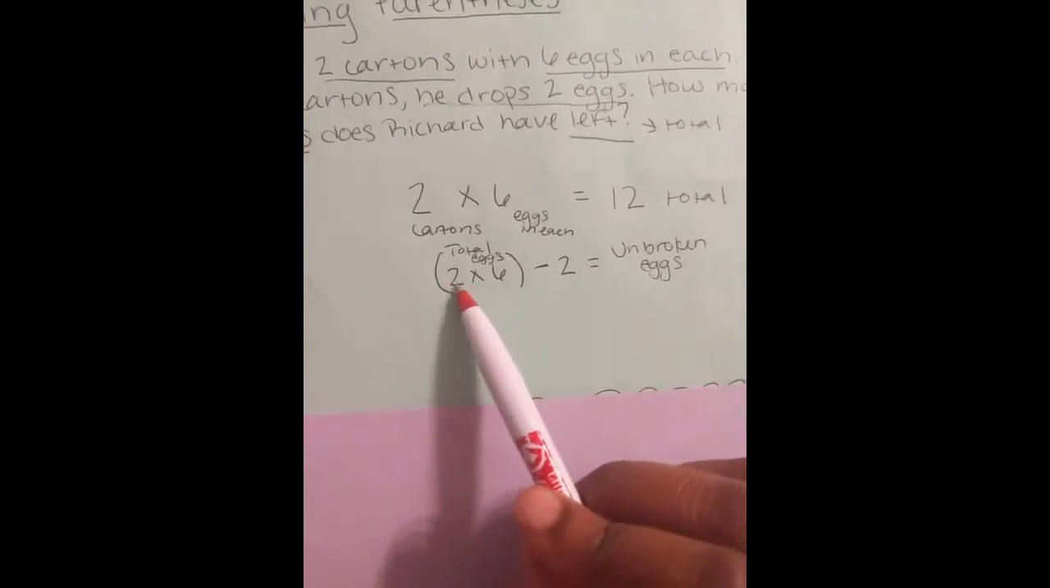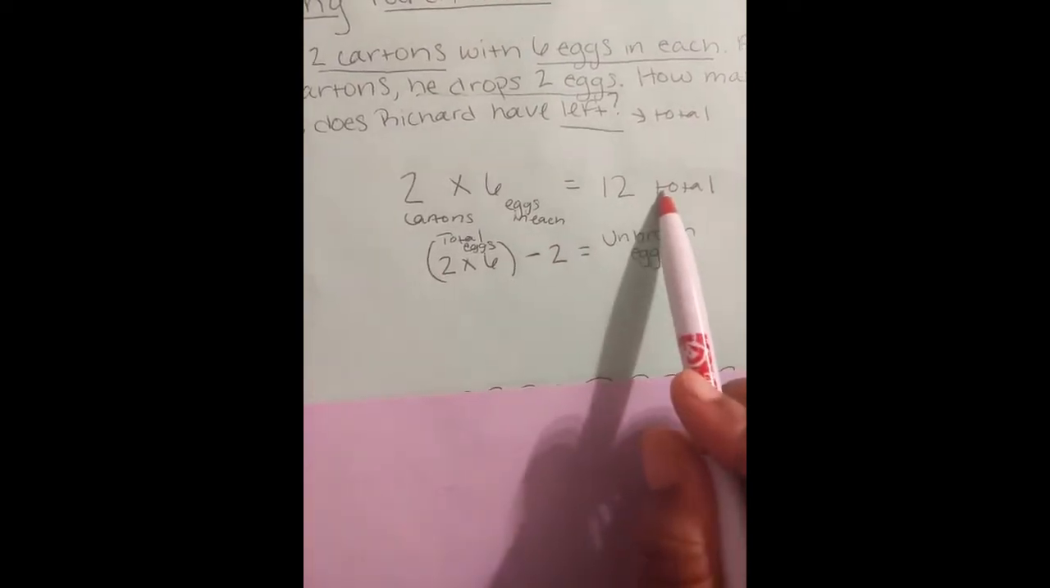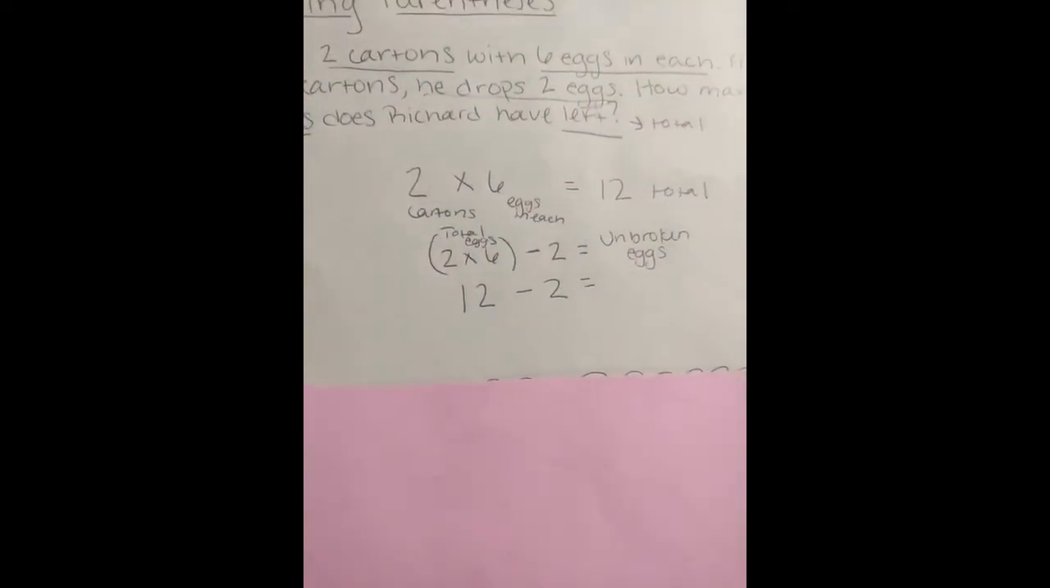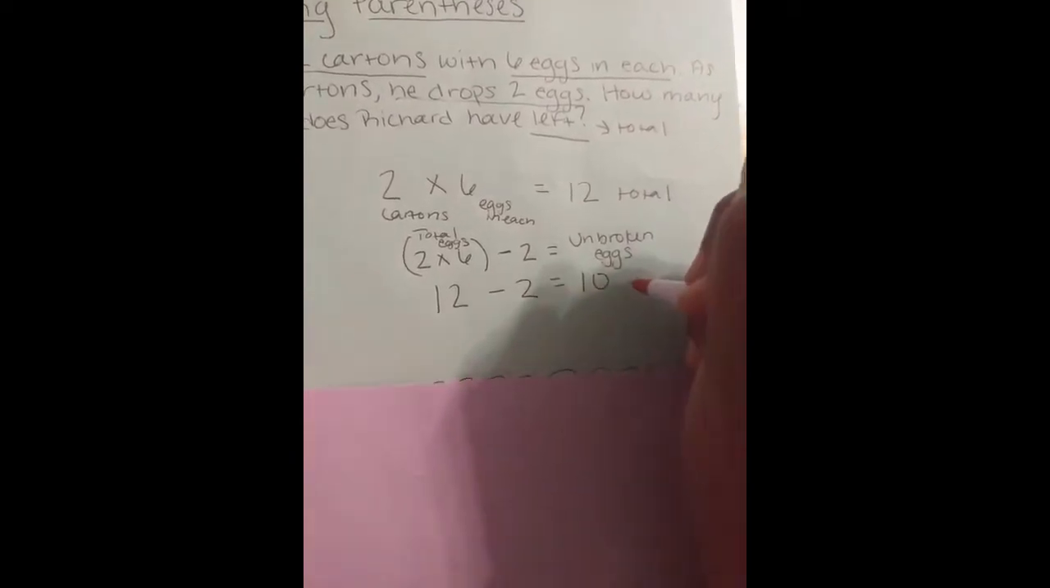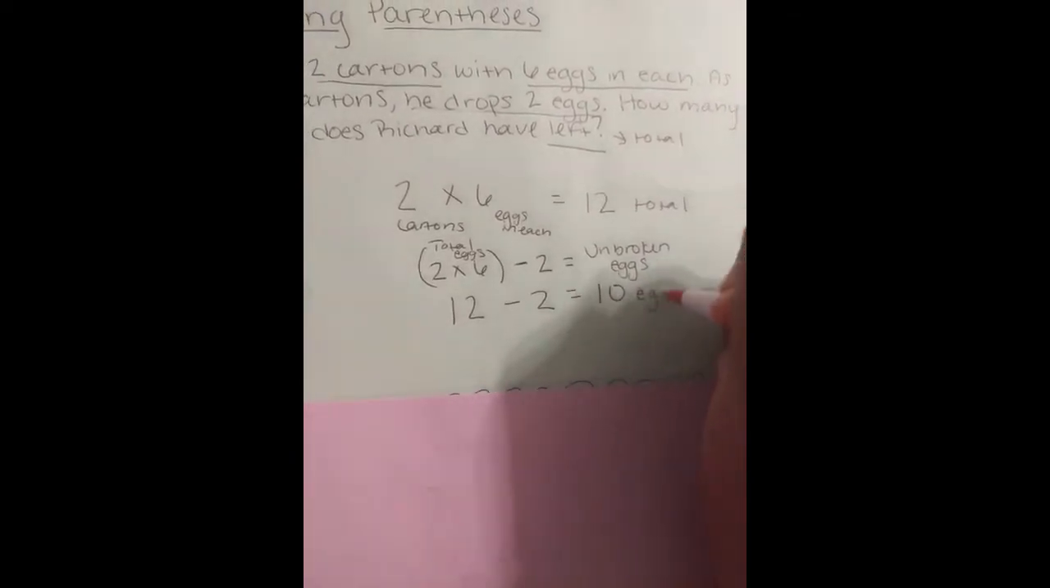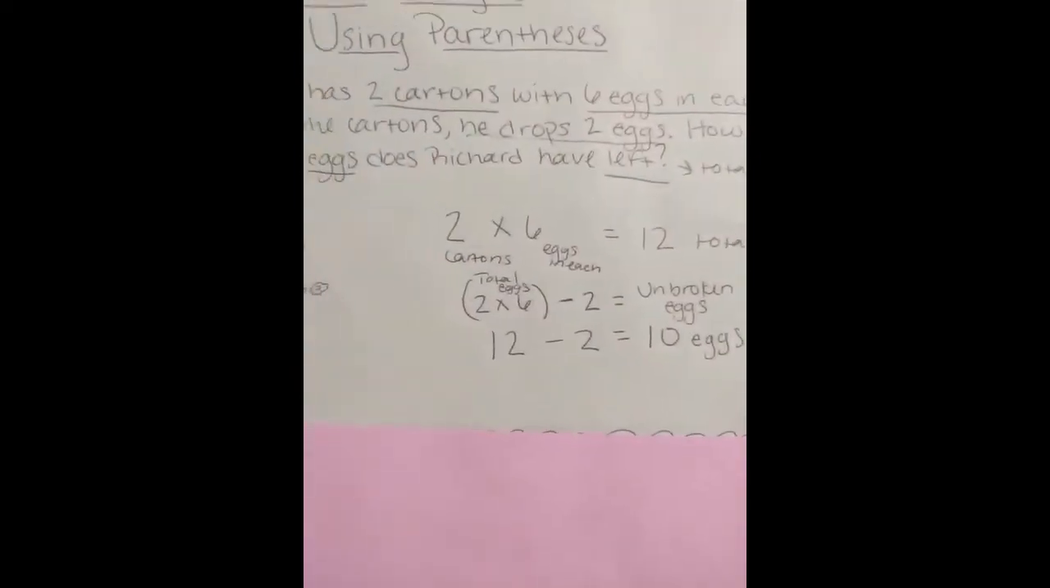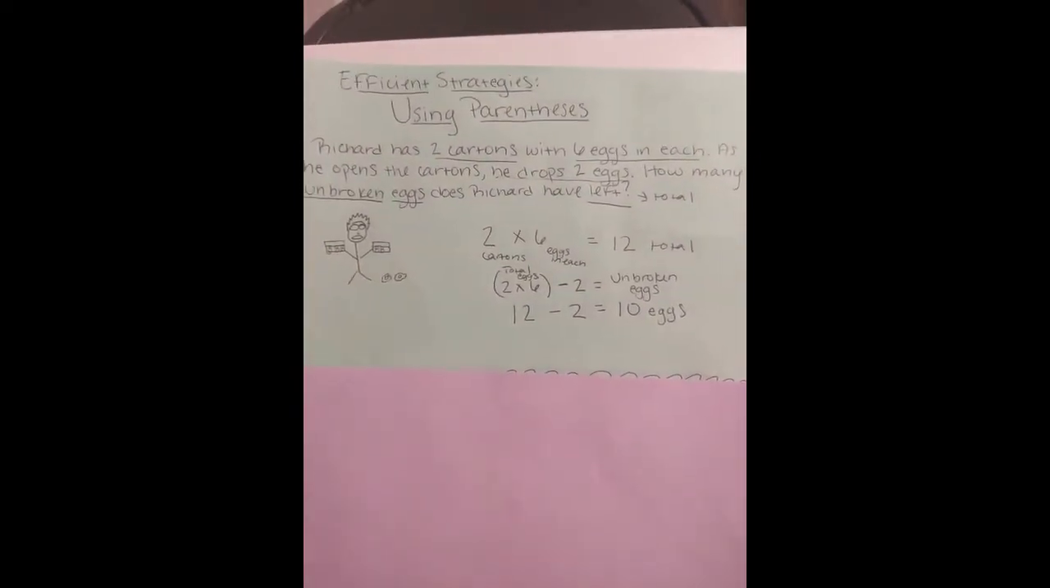So, like we said, 2 times 6 is 12. And then we do 12 minus 2 to find the unbroken eggs. And I know we're so smart, so we know 12 minus 2 is 10 eggs. That's how much that Richard has left. Very, very good. Let's move on to the next part.